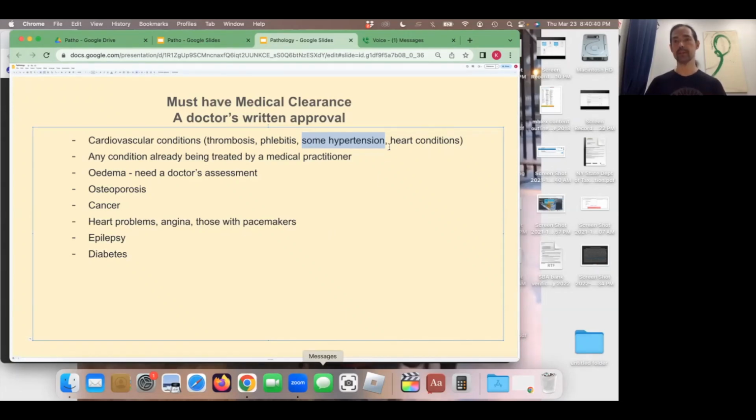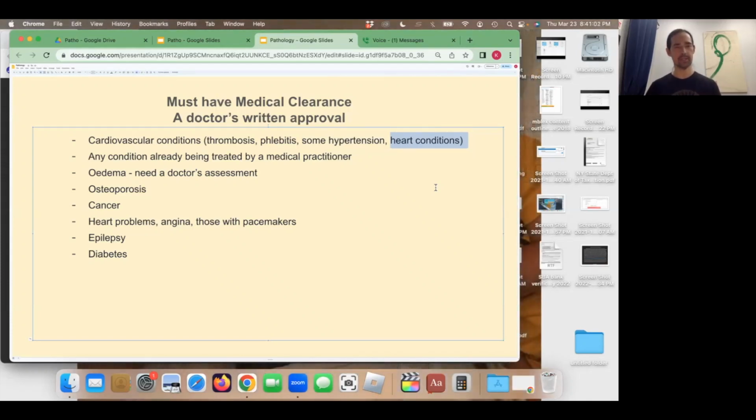And then some heart conditions, if someone has AFib, or if they're taking beta blockers, or they have a pacemaker, something that is stable, that's usually okay to work on those people. It's better even to get a medical clearance for that person. But if you're not sure, just get the medical clearance, especially if it's something new or something that seems unstable. So for the purposes of the MBLEX, any cardiovascular condition needs a doctor's referral.